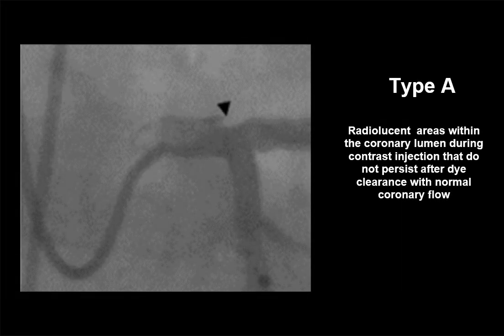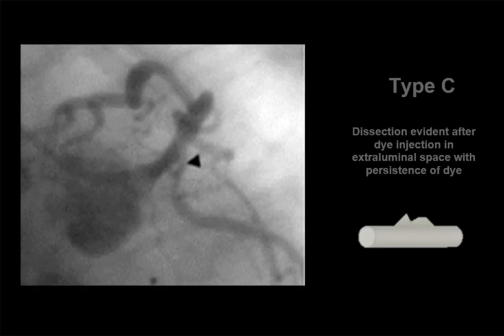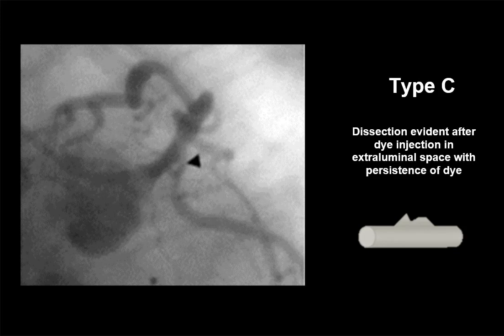Type A, radiolucent areas within the coronary lumen during contrast injection that do not persist after dye clearance with normal coronary flow. Type B, parallel tracts or double lumen evident on contrast injection with minimal or no persistence of dye after injection. Type C, dissection evident after dye injection in extraluminal space with persistence of dye.